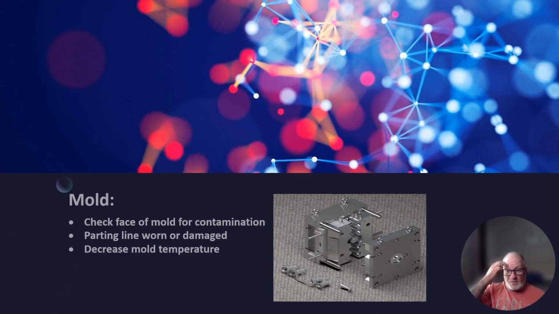Okay, so the first of the M's that we're going to work with is the mold. You're going to check the mold first, okay? So you're going to go check the face of the mold for contamination. You're going to check the parting line, make sure it's not worn or damaged, okay? Decrease the mold temperature, okay? First thing I always think of is cleaning the mold, making sure there's nothing in the mold, making sure the vents are clean, making sure the parting line's good and clean. Do all that first before you do anything to the process, okay?